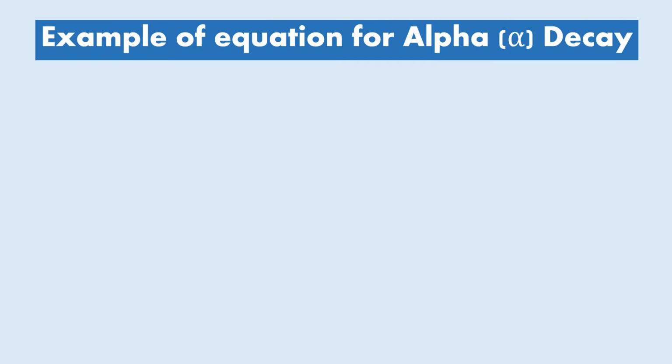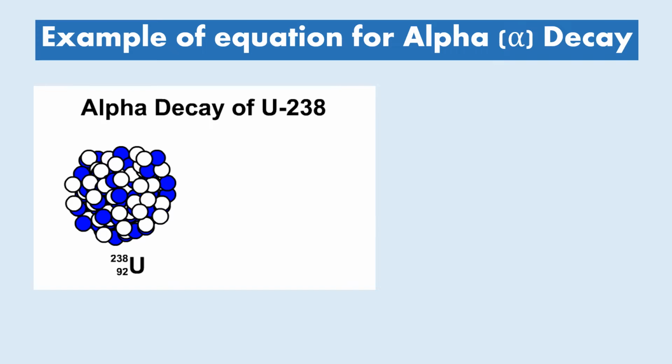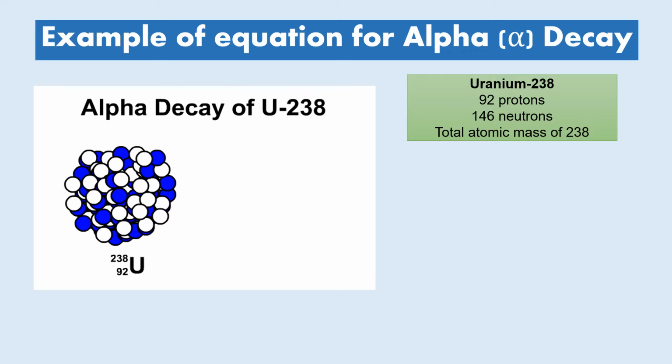For better understanding, let's see the example of equation for alpha decay. As you can see, this animation shows the alpha decay of uranium-238, where uranium-238 has 92 protons and 146 neutrons with a total atomic mass of 238. This process made unstable uranium-238 emit an alpha particle, so it lost 2 protons and 2 neutrons.